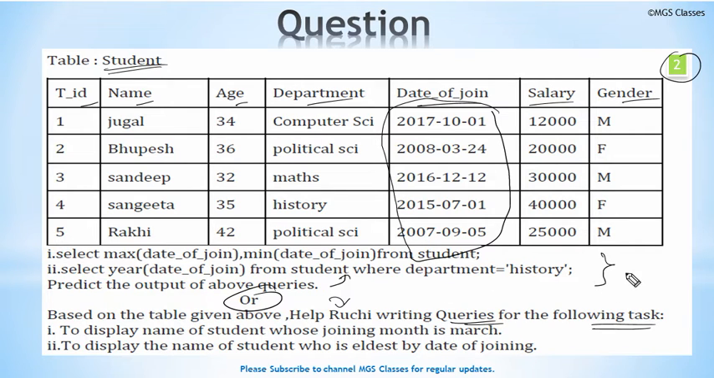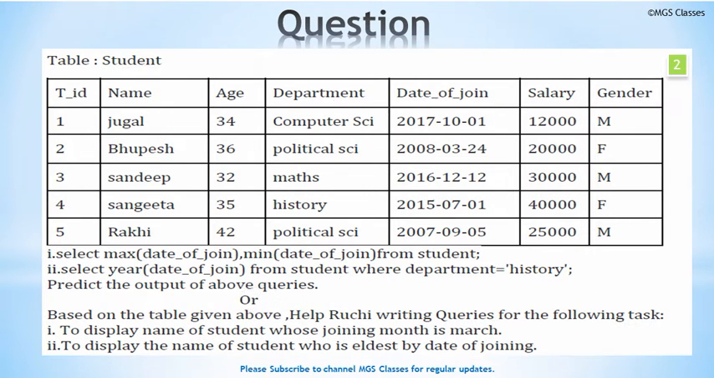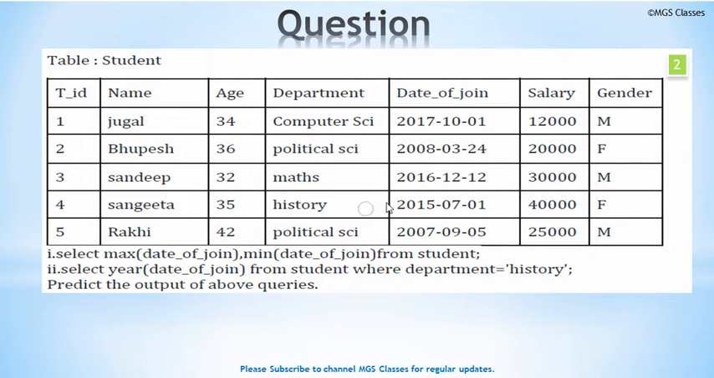For the first question you need to predict the output, and for the other question that is given as an internal choice you need to write down the SQL queries. So very simple question, and let's see the solution of the first portion of this question first, and then we will discuss the solution of the optional question given as OR. Okay, so let's discuss the solution for the first portion.